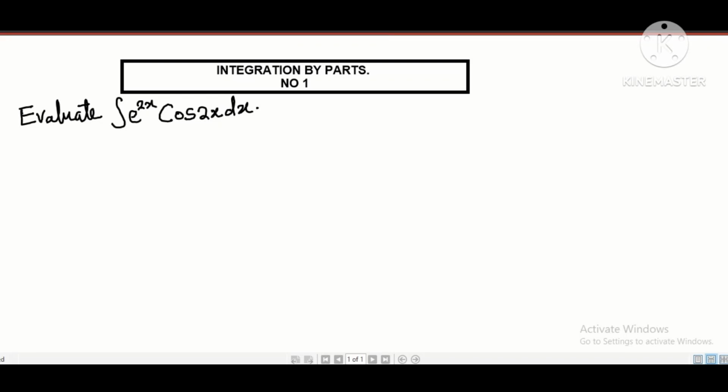In today's class, we are going to have fun and enjoy ourselves with this topic called integration by parts. And I have this number one question. Evaluate the integral of e raised to power 2x cos 2x dx. Okay, we are going to start by using this principle called LIATE. I'm going to use this LIATE.